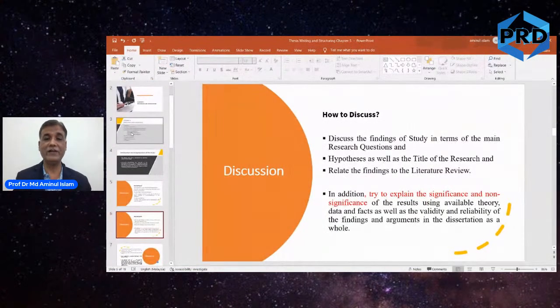writing, okay. And you continue, okay, discuss the findings of the study in terms of the main research questions, hypotheses, as well as the title of the research. So you are now keeping everything in mind: what was the title of your research, what were your research questions, and what hypotheses were constructed. Okay, so you're keeping these in mind while you are presenting your discussion.